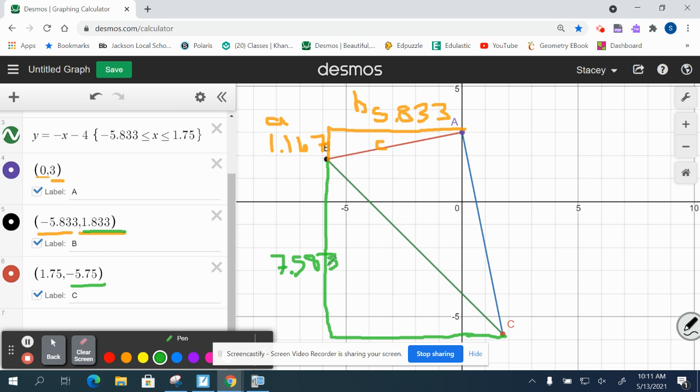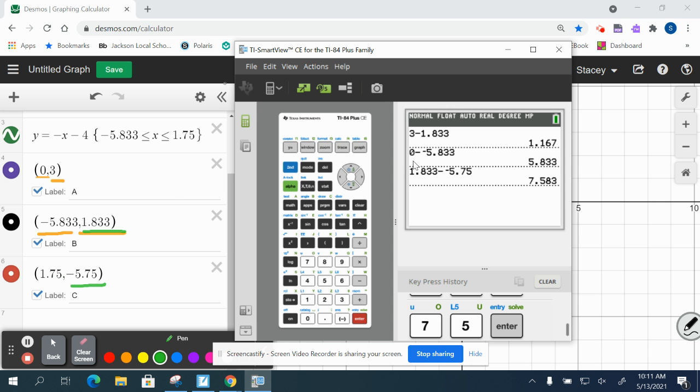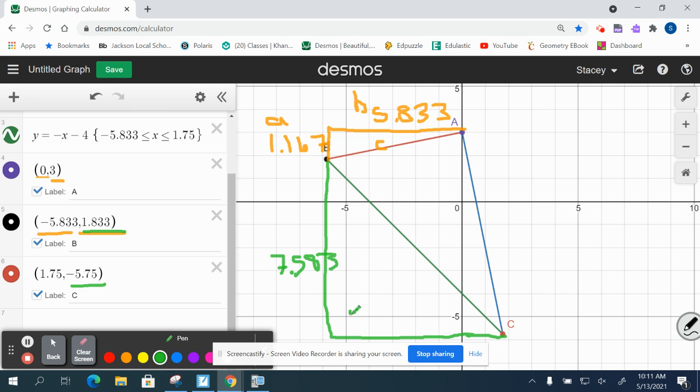And then I'm going to do the x's. So for the x's, I'm not going to do this x minus this x. I'm going to do this x for C minus the x for B because I want to do the bigger number minus the smaller number. So I'm going to do 1.75 minus negative, which is going to turn into plus 5.833. And then I get 7.583. Again, it's okay that those are the same because those aren't your right triangle. Those are just your mini right triangle.